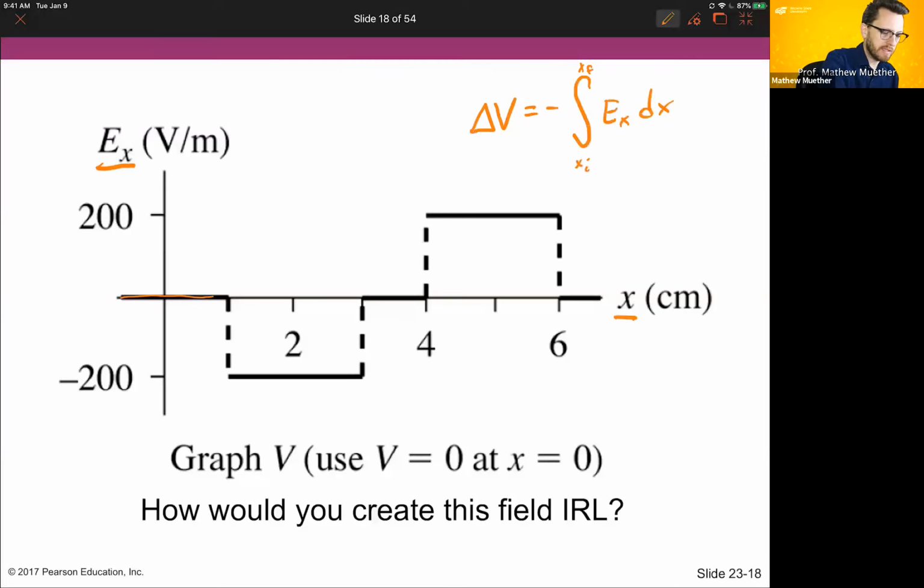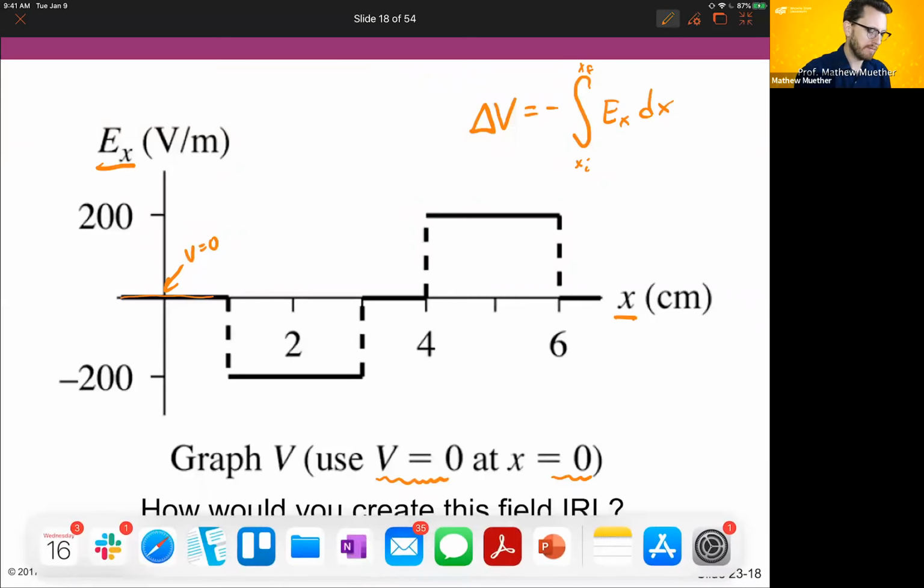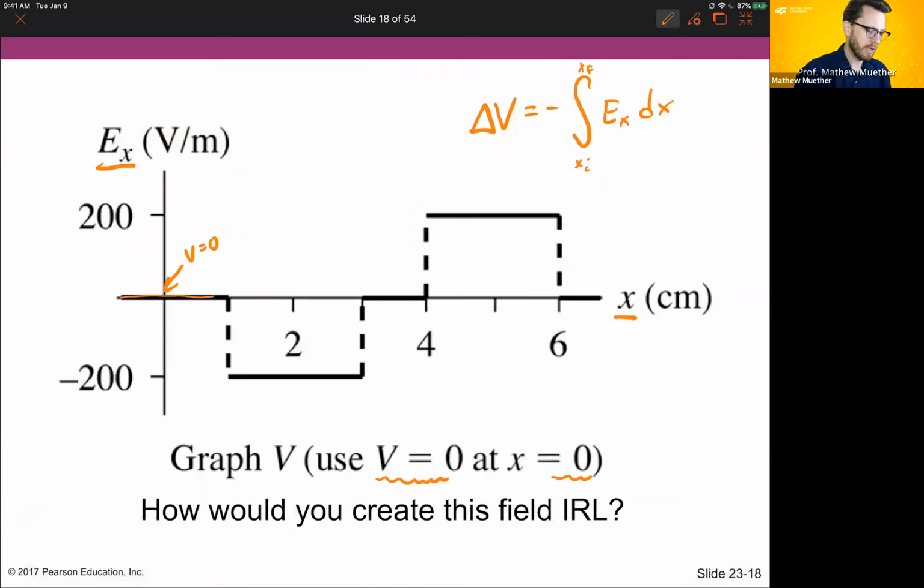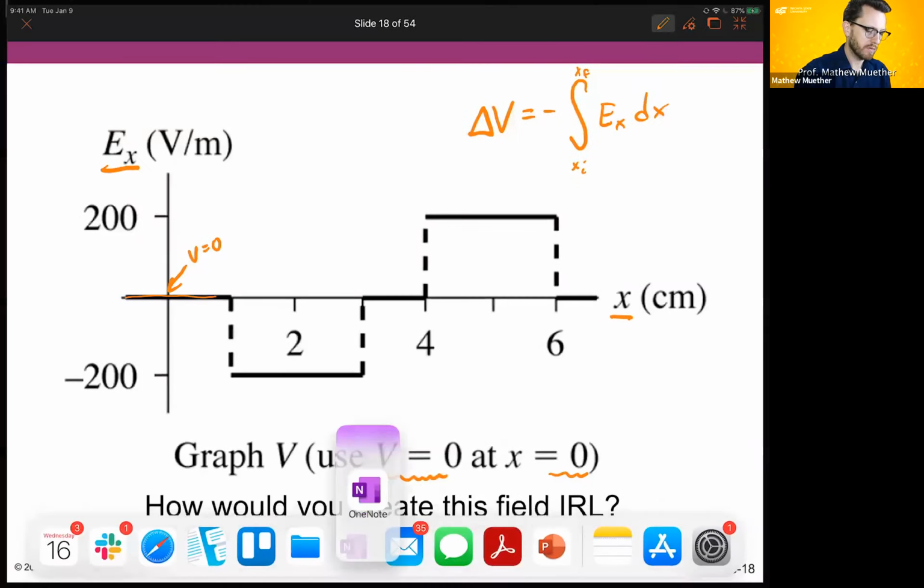And all this tells us about is the change in V. So that means we always have to define an initial voltage somewhere in the problem. They give that to us in this problem. They say we're going to define that voltage is equal to 0 at the origin here. Okay, so let's try to plot the electric potential for this function.